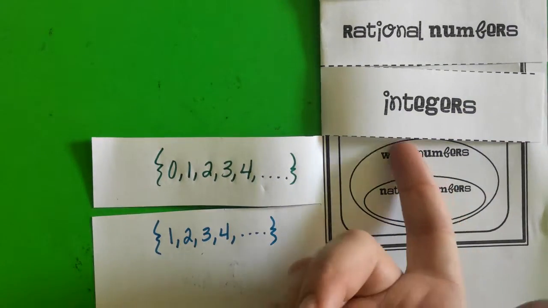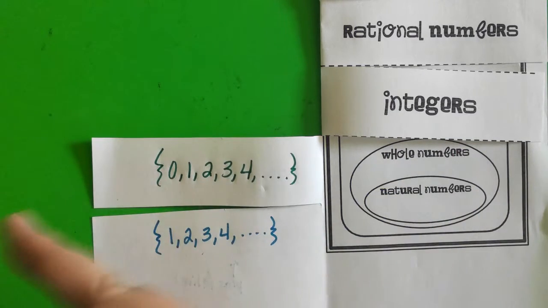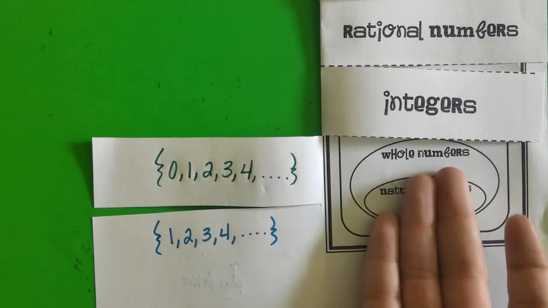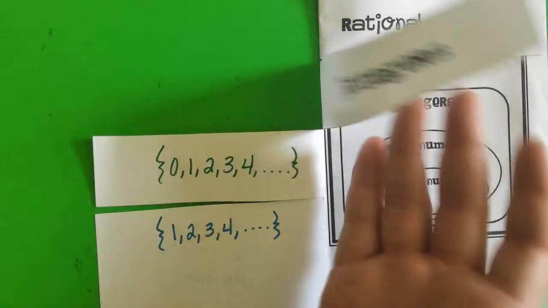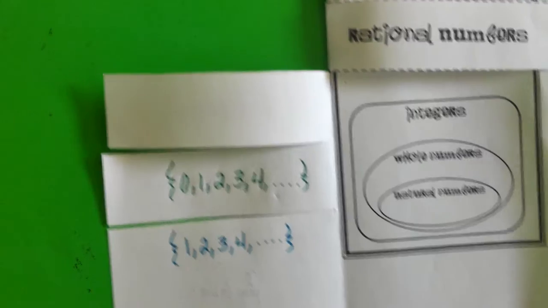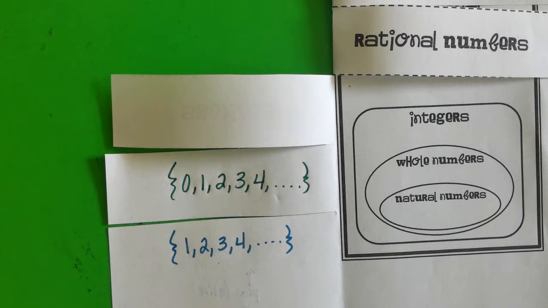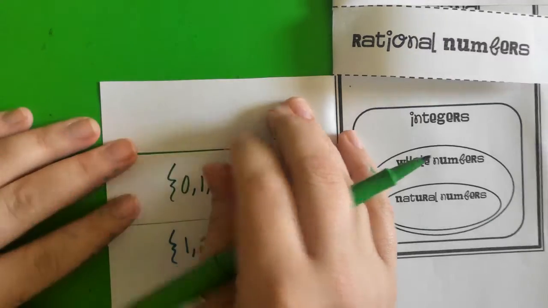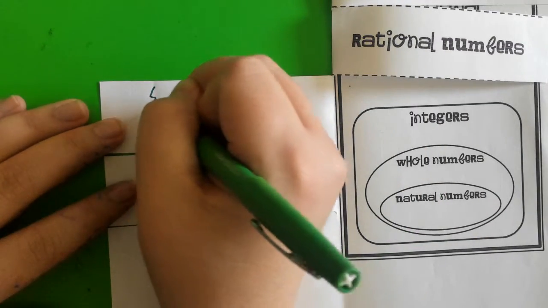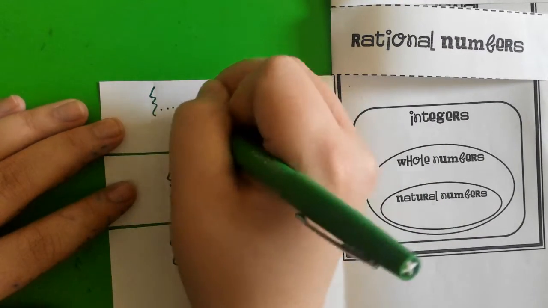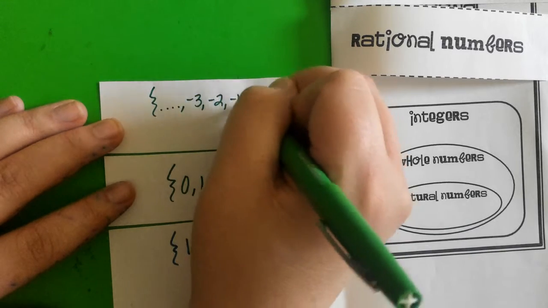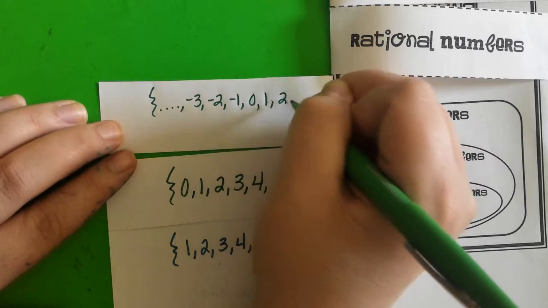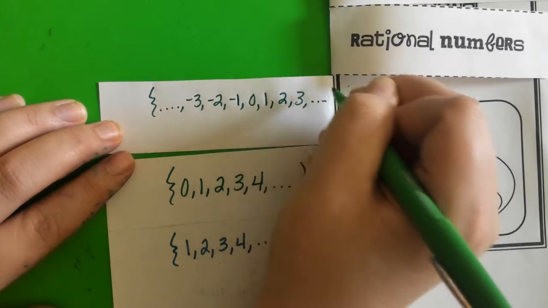Are you serious? Okay. Then we have 0 through 4, and then life happens, and we got super fancy, and we did integers. Anyone know what's going to be different with integers? Integers are going to include the negatives, so I'm going to put some dots before. It's going to include -3, -2, -1, 0, 1, 2, 3, and so forth.